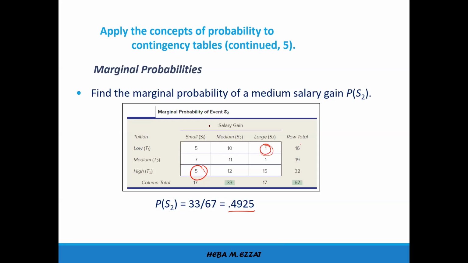If we are looking for the intersection probability of S3, for example, intersecting T1, we are going to divide the 1 by the grand total. If we are looking for S3 given T1, in this case we will divide by the total.